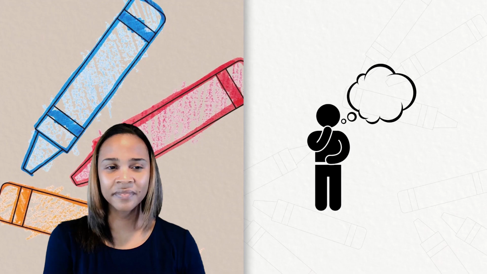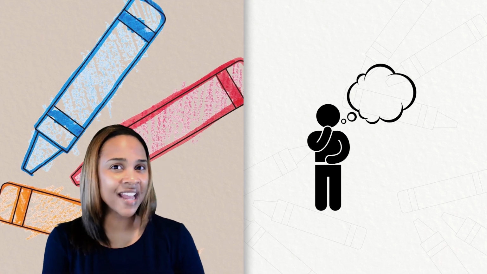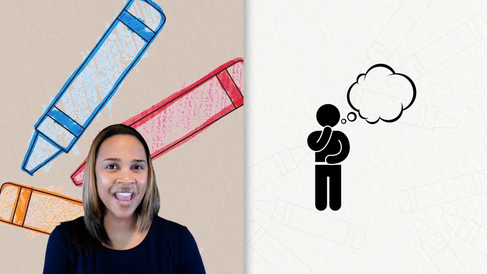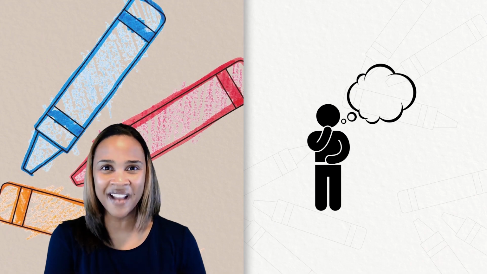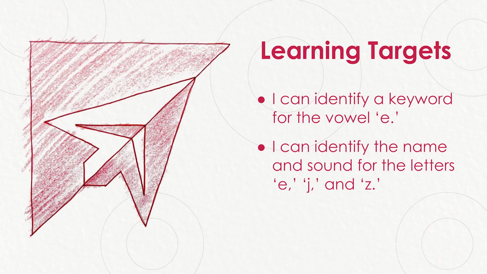Materials. All you need for our lesson today is just your thinking cap, so let's get our brains ready. There are two learning targets for our lesson today. The first target says, I can identify a keyword for the vowel E. And our second target says, I can identify the name and sound for the letters E, J, and Z.